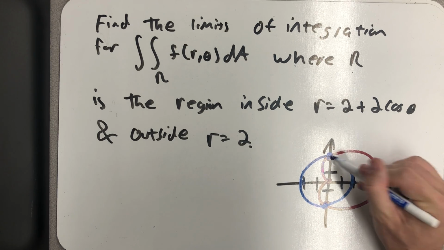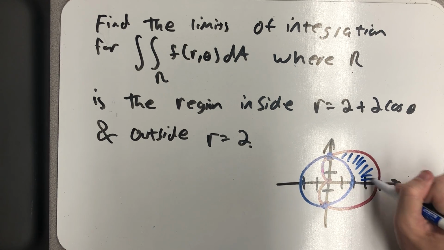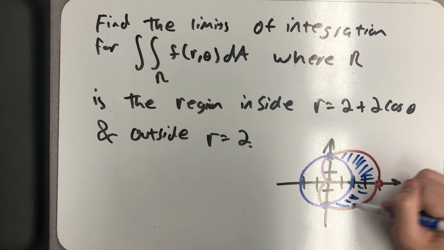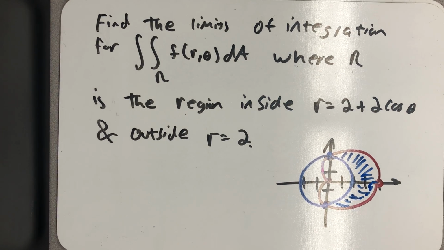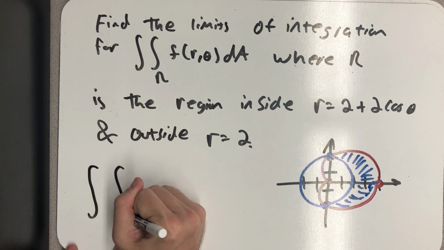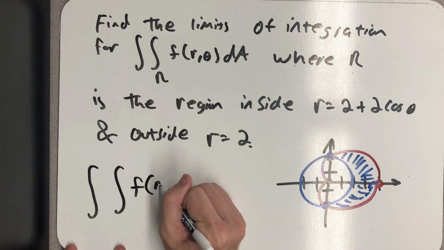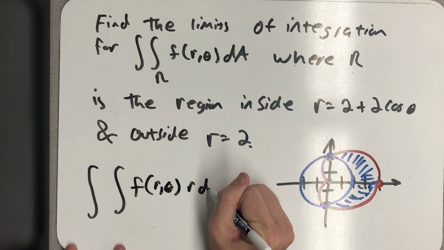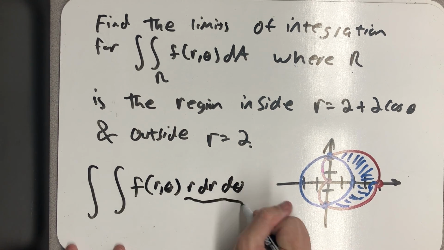And so I think I see the region they're asking me to integrate over. And I definitely want to do this as a polar integral, not as a rectangular one. Now, I'm not going to be able to evaluate anything because I don't know what the function is. But this is really just practice setting up bounds, because I know this is an f of r theta, r dr d theta, right, from our previous work.